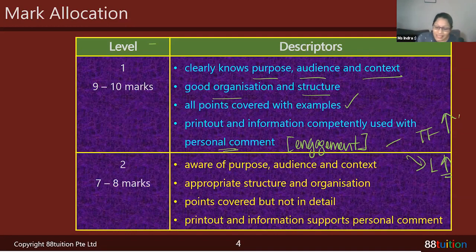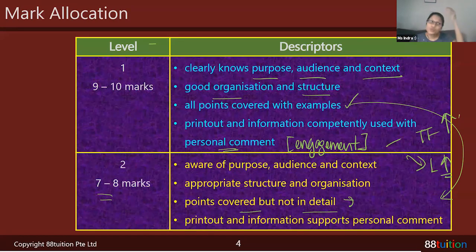Now, slightly different when it comes to 7 to 8 marks, you realize that you actually lack the examples. That means you have points covered but not in detail. So sometimes you always see teachers saying, develop further, or you have squiggly lines that say not thorough, or very brief, or you need to go in depth a bit. So this is actually what we are looking out for. You need to delve into the points more.